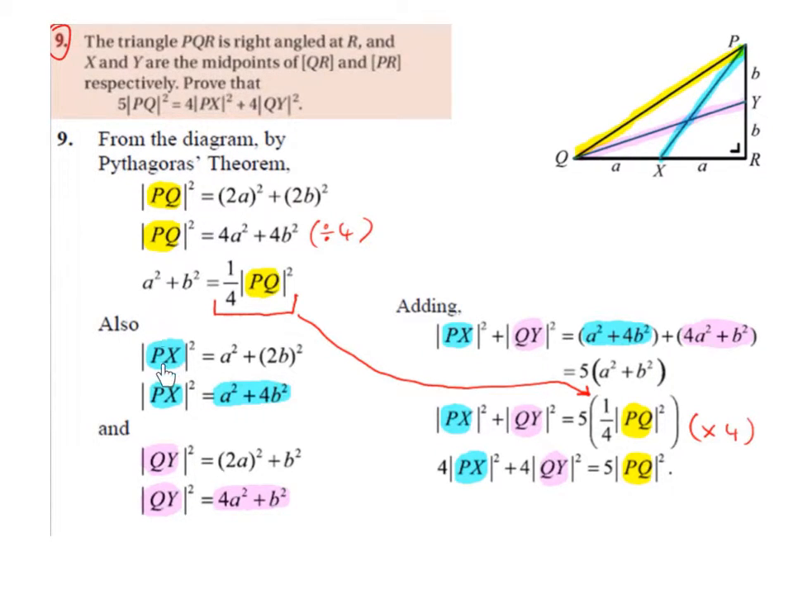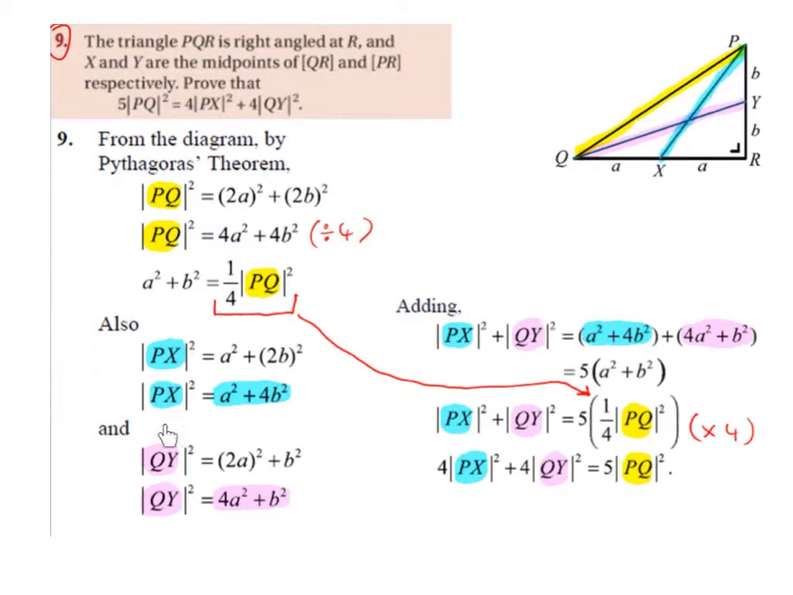Also, PX squared is equal to a squared plus (2b) squared. So PX is going to be the hypotenuse of the triangle PXR. So we have PX squared is equal to a squared plus 2b squared. We've only got a single a now at the bottom, but we still have the 2b at the side. So again, by Pythagoras' theorem, PX squared is equal to a squared plus (2b) squared. And (2b) squared is 4b squared. So PX squared is equal to a squared plus 4b squared.